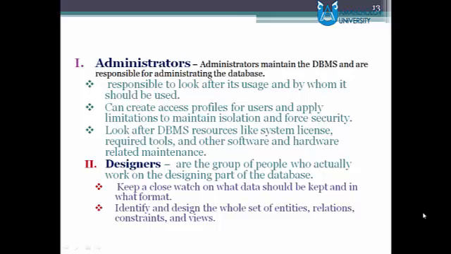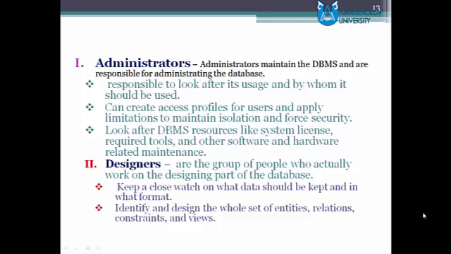Administrators maintain the DBMS and are responsible for administrating the database, responsible to look after its usage and by whom it should be used, can create access profiles for users and apply limitations to maintain isolation and enforce security. Look after DBMS resources like system license, required tools, and other software and hardware related maintenance.